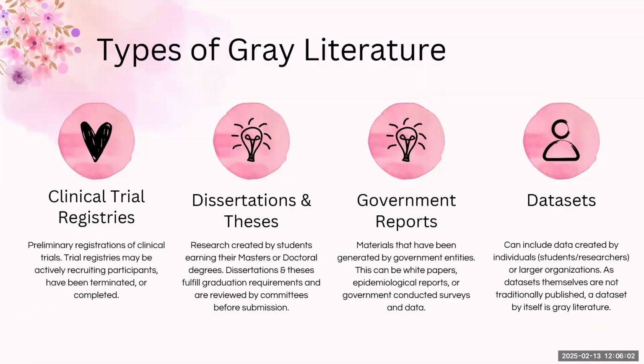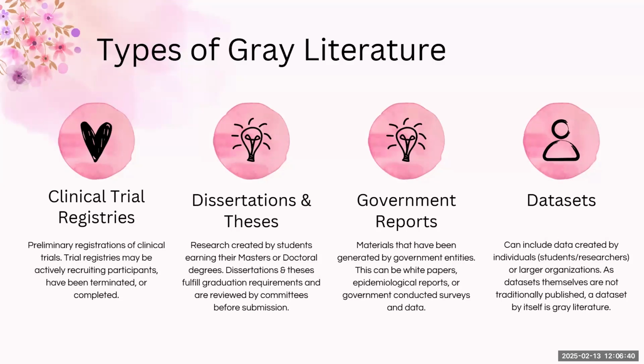So some types of gray literature are clinical trial registries. So these are preliminary registrations of clinical trials. They may be trials that are actively recruiting participants, trials that have been terminated, or trials that have been completed. So there may or may not be some final data there. Dissertations and theses are also considered to be gray literature as they are not traditionally published. These are, of course, research created by students earning master's, doctoral, advanced degrees. Dissertations and theses usually fulfill a graduation requirement and are reviewed by committees before submission.